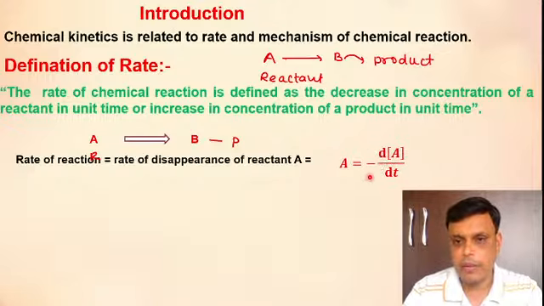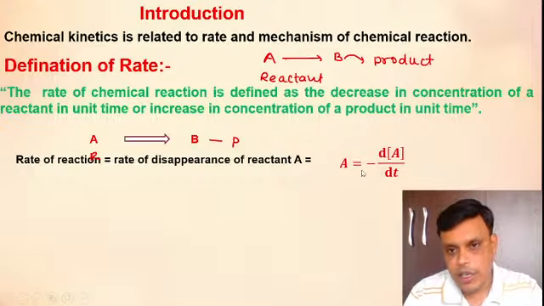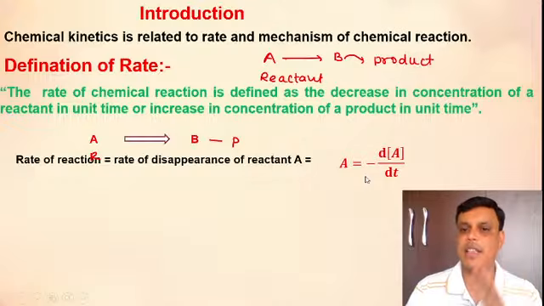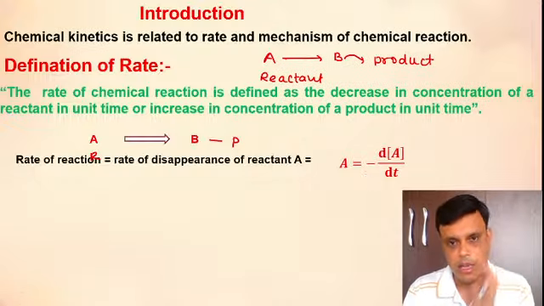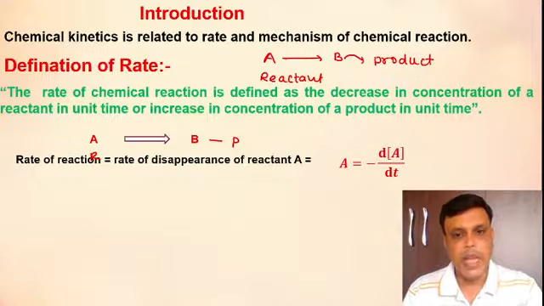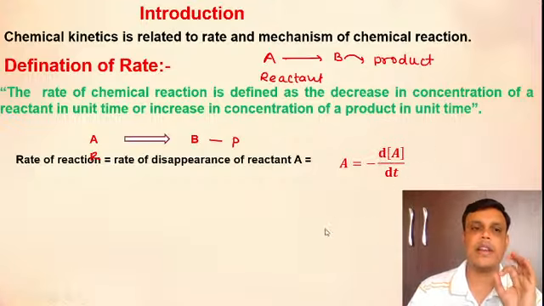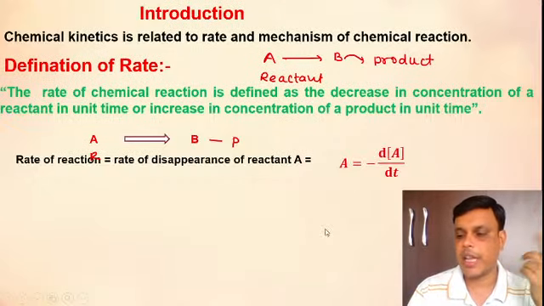Why d upon dt? Because small change is there. And why is this negative sign there? Because concentration of A decreases. Its concentration is reducing, so it is minus. That's why the negative sign is there. So mathematically we can write with respect to reactant A: rate equals negative d concentration of A by dt. Now this is the rate of reaction with respect to the reactant A.